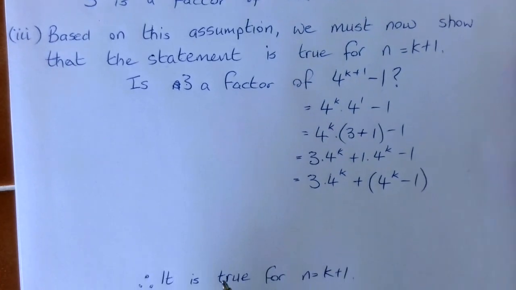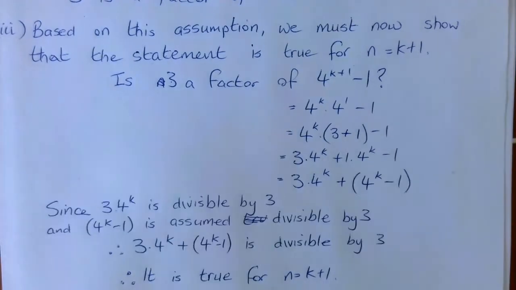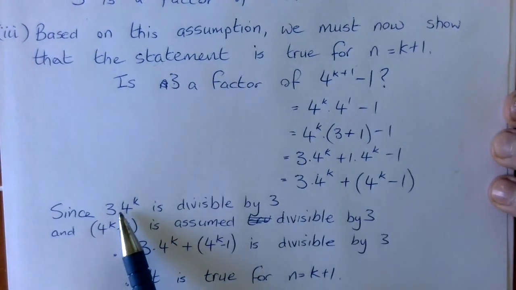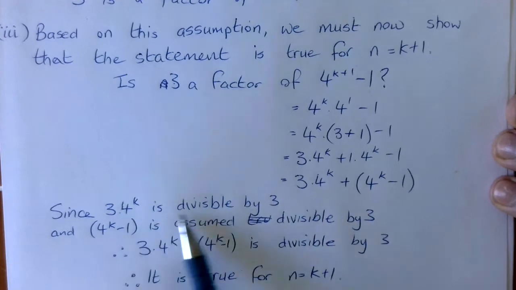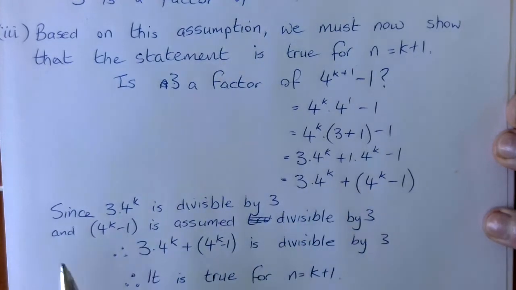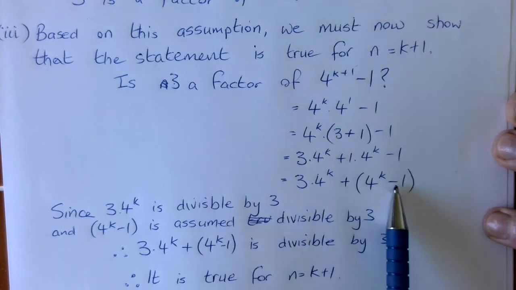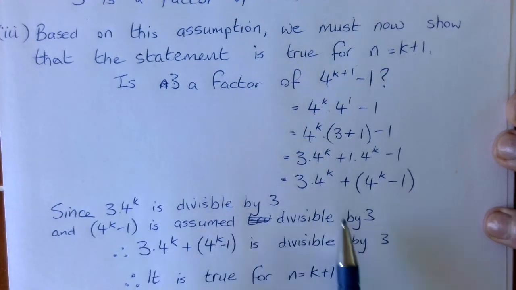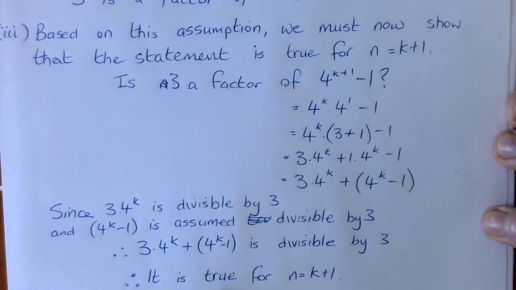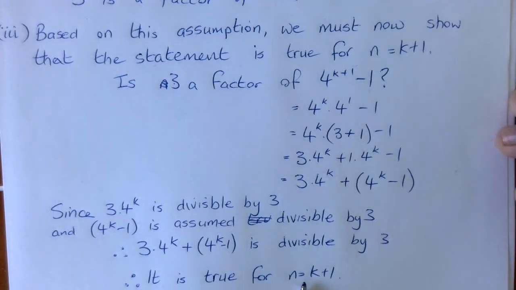So just to write down our conclusion for this part. Since this first part clearly has to be divisible by 3 since 3 divides into it, and this here is assumed true, so the 4 to the power of k minus 1, we've assumed that is divisible by 3 from our assumption up above. Then therefore, the full thing together, 3 by 4 to the power of k plus 4 to the power of k minus 1, is divisible by 3. So then therefore, it is true for n equal to k plus 1.